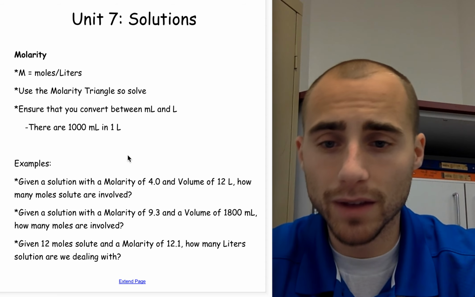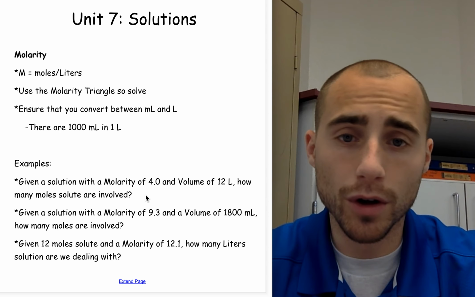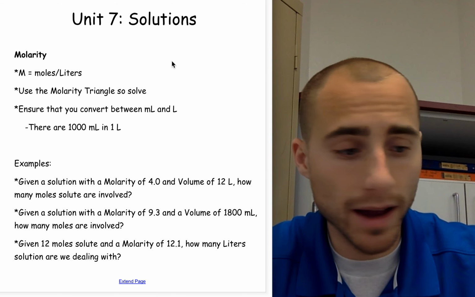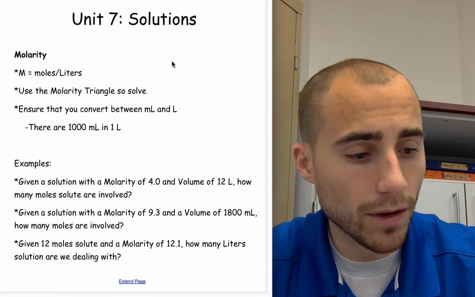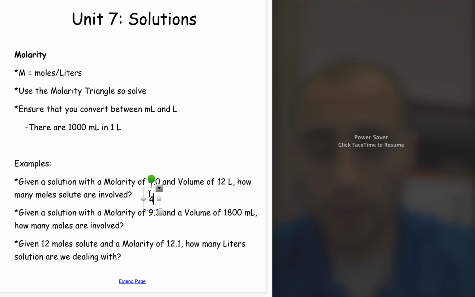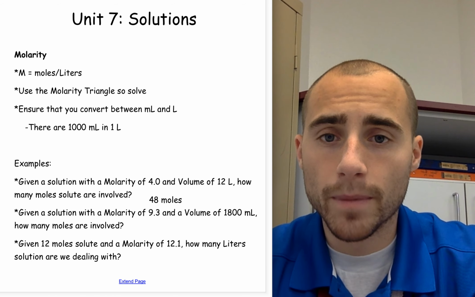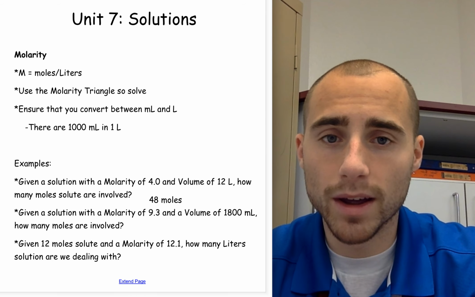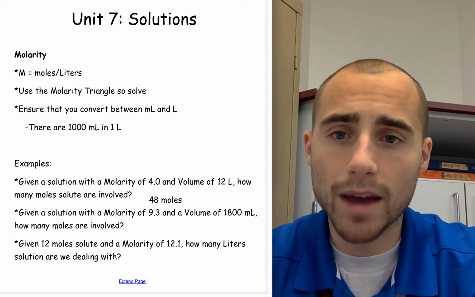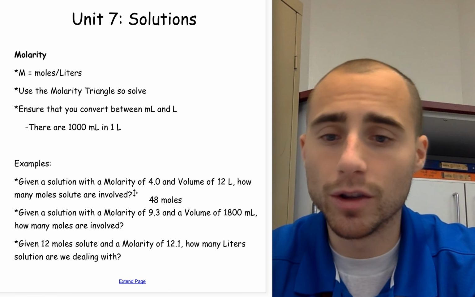So if we look at the first one, it says given a solution with a molarity of 4.0 and a volume of 12 liters, how many moles of solute are involved? What you would do, if you have your density triangle, you see that to solve for moles, you have to do molarity multiplied by volume. So you just do 4 multiplied by 12. The answer to that would be 48 moles involved for that question, because you look at your density triangle, and that would allow you to see that you just do molarity multiplied by volume.